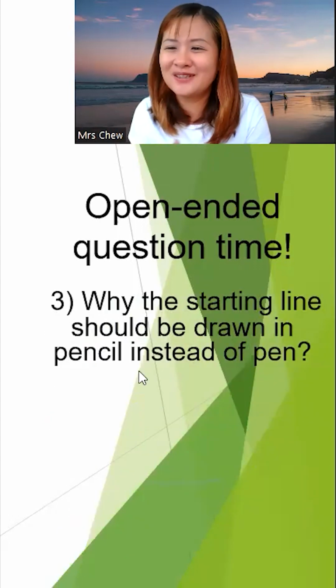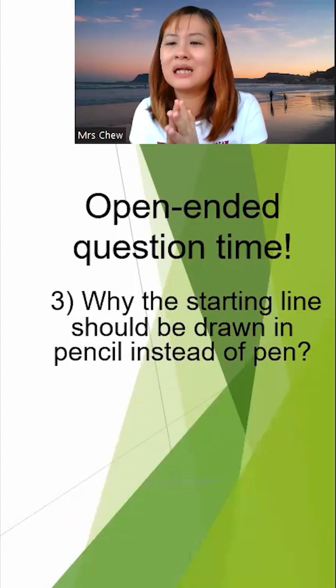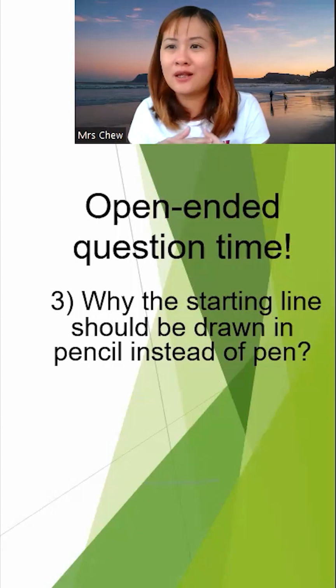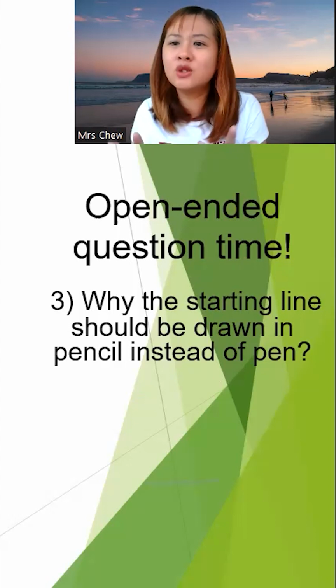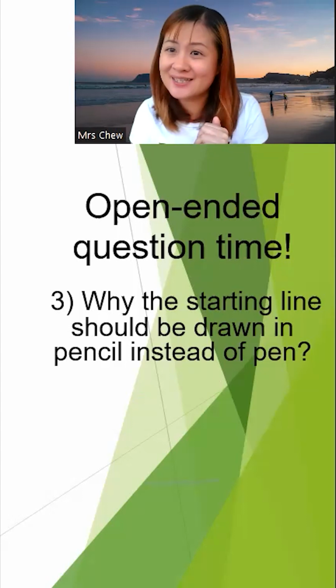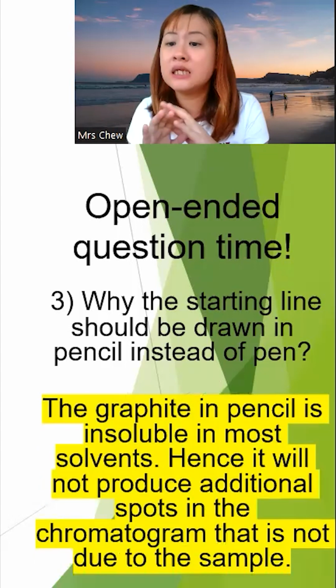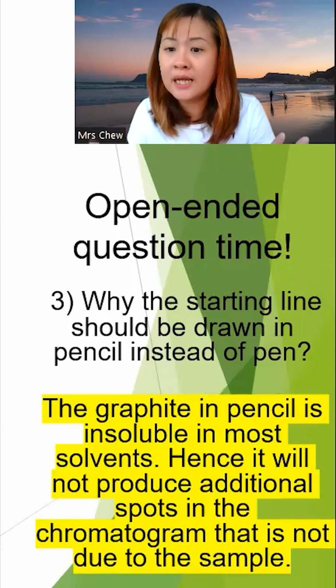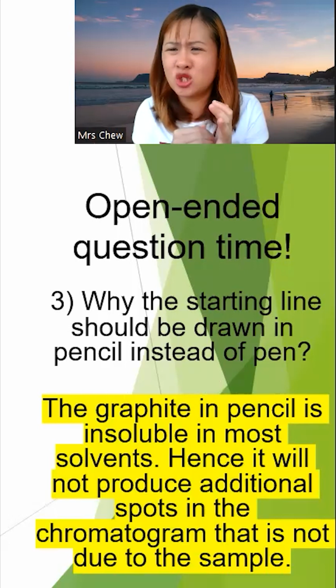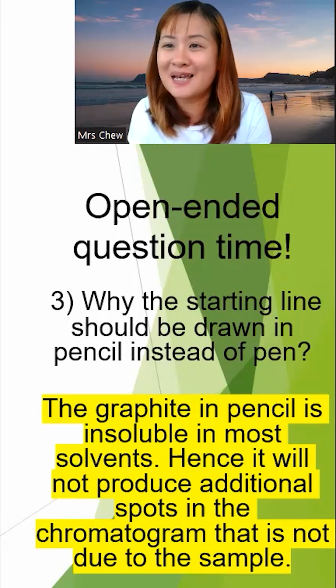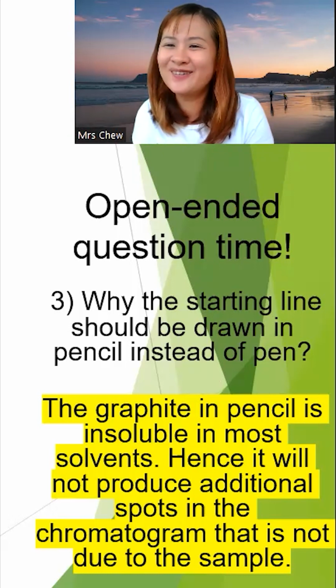Okay, this is the last question. Why should the starting line be drawn in pencil instead of pen? I think a lot of students know pencil is insoluble, yes, but the keyword is graphite. Graphite is insoluble in most solvents, hence it will not produce additional spots in the chromatogram that are not coming from the sample. All right, so this is it.